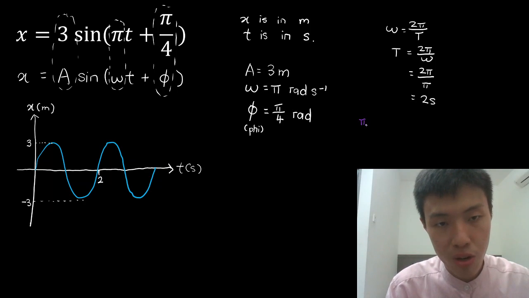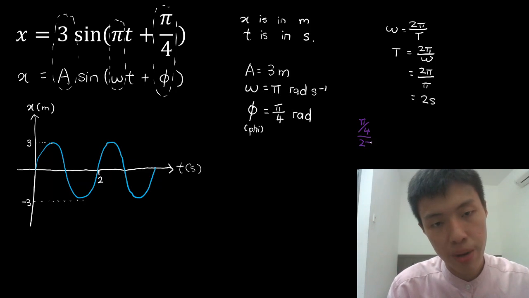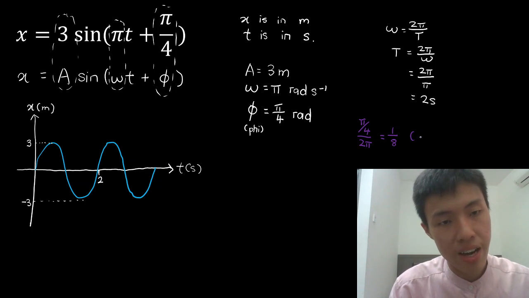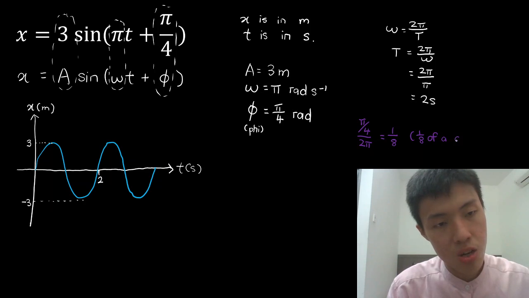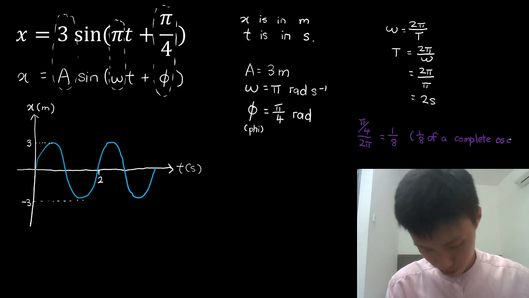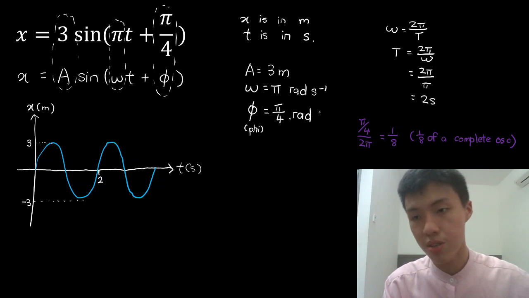I know one complete oscillation is 2 pi. So I take pi over 4, divide by 2 pi. Then my answer is 1 over 8. This means I have to shift 1 over 8 of a complete oscillation.